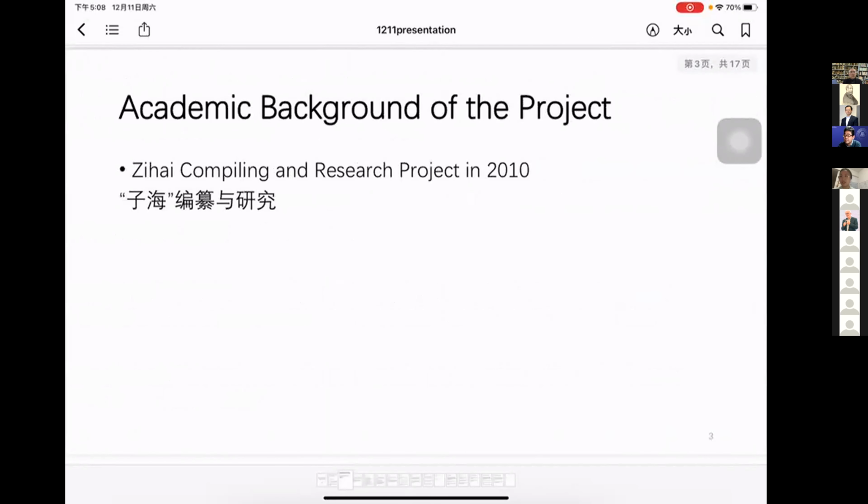So next I will talk about the academic background of the project. The project is well founded on decades of academic work with traditional Chinese texts at Shandong University, which can eventually date back to the scholarship of Professor Gao Heng. In 2010, Shandong University started the Zihai Compiling and Research Project with its main scope to compile and research the books in China and abroad. With unremitting efforts, there have been fruitful achievements, arousing extensive attention. Up till 2020, 471 volumes have been published within the project.